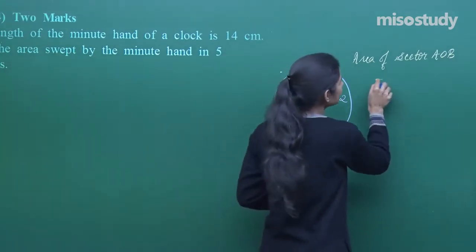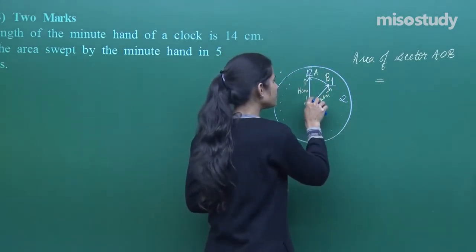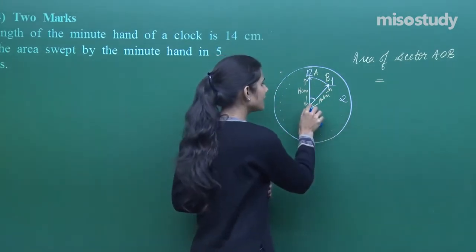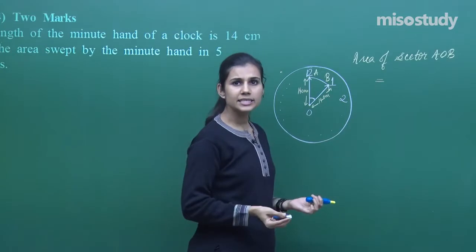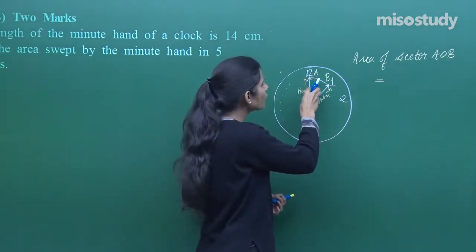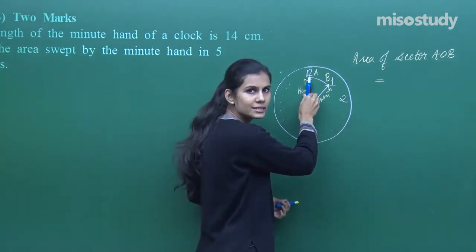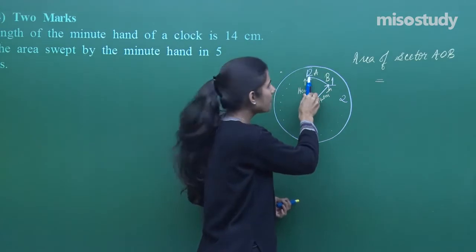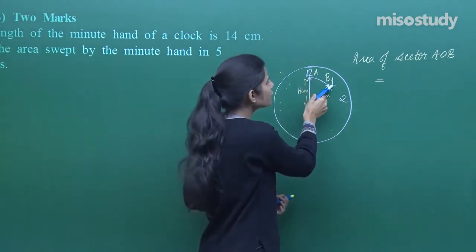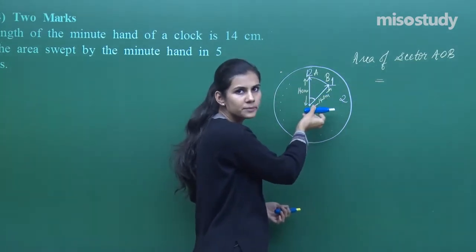Now the area of sector AOB I am able to find only when I know the angle of this sector. If I talk about the angle at a point, it is 360 degrees. That means right now my minute hand is here. When it completes one revolution, the angle swept is 360 degrees. That means in 60 minutes. In 5 minutes it will come from 12 to 1, in another 5 minutes it will go from 1 to 2, in another 5 minutes it will go from 2 to 3, and so on.